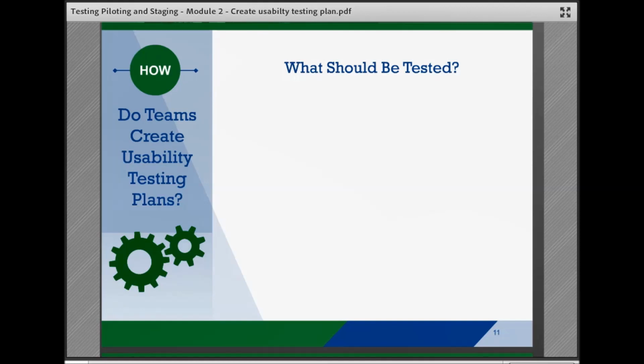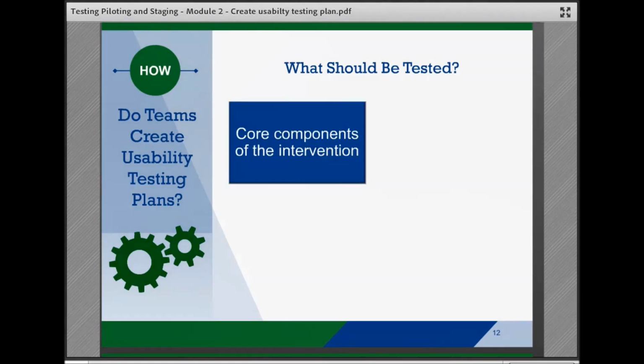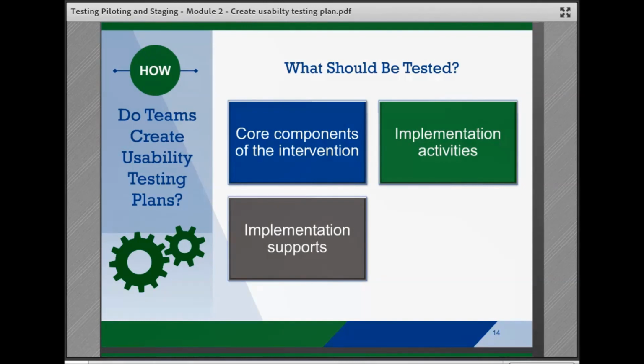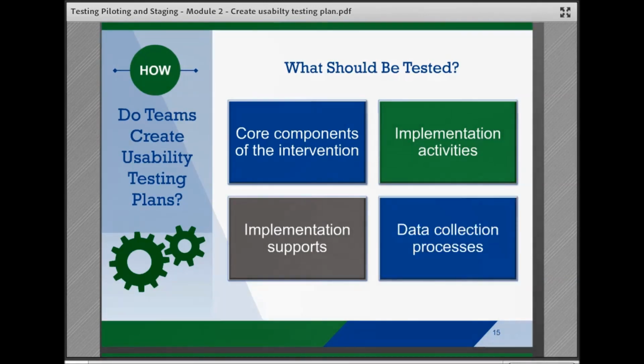Teams may want to consider usability testing for intervention core components or activities, for example, assessment practices, implementation activities, particularly new ways of doing things, for example, fidelity assessment tools, implementation supports, for example, new coaching guidelines, and data collection processes, for example, completing data entry forms.